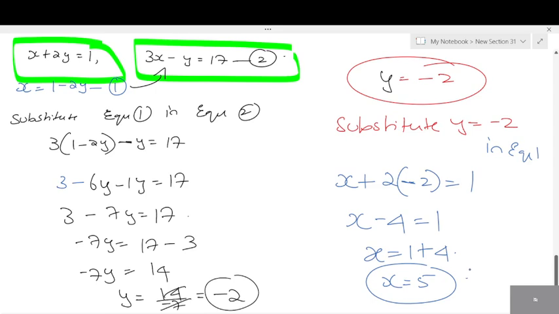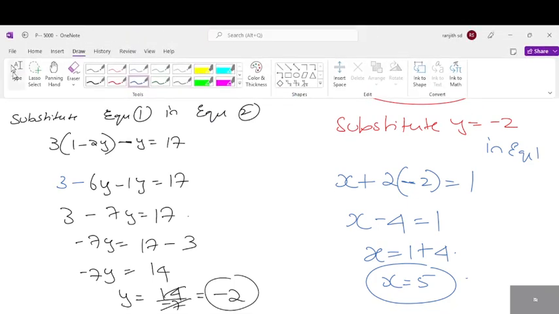Y is equal to minus 2, x is equal to 5. All of you got the answer? So these steps are important, students. If you just solve randomly, they won't give you full marks. You should write it neatly. This is how you have to write. Substitute equation 1 in equation 2. You'll get the value of y. Then substitute that y in equation 1. Is it clear?